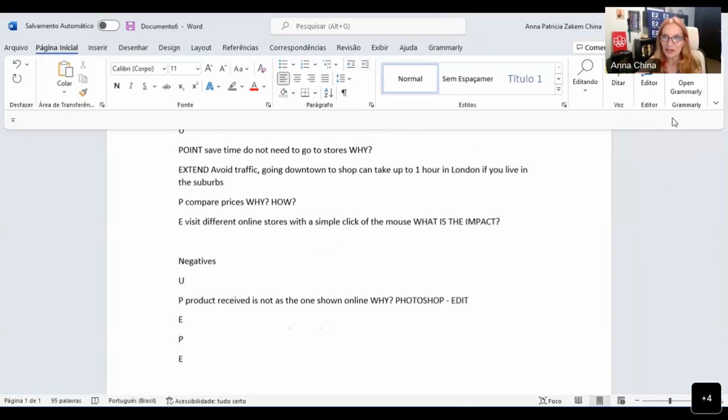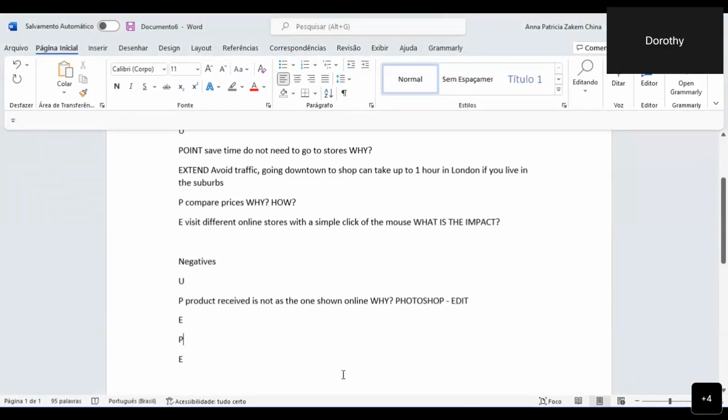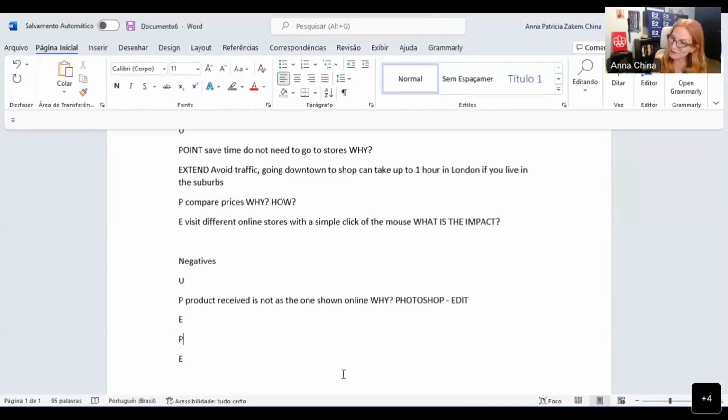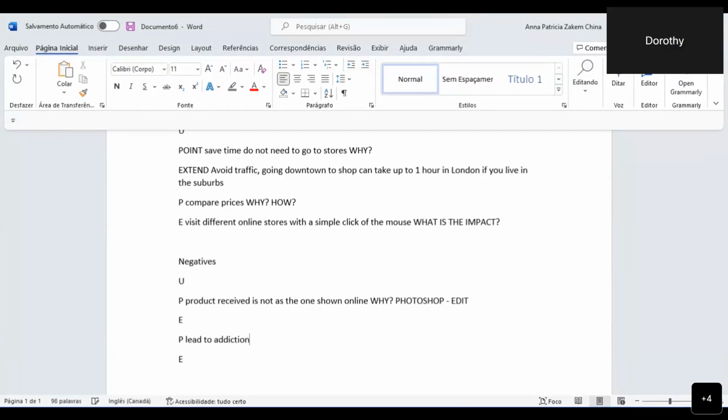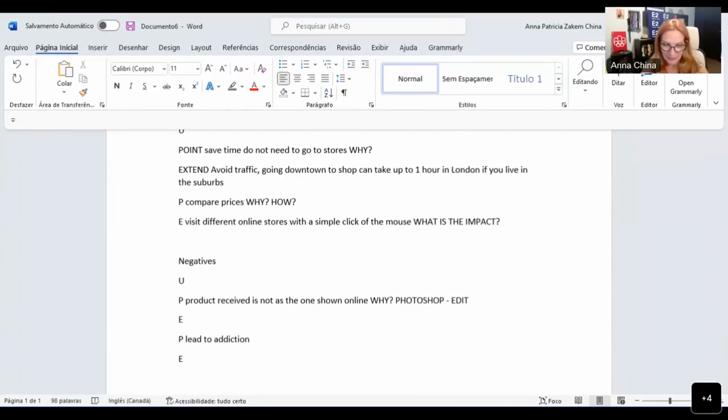Madi, Crystal, do you guys have any ideas? Dorothy? It can be addictive. You spend too much money buying some unnecessary stuff. You read my mind. That was my point too. It can become addictive. There you go. Because it's very easy to shop, right? Too easy. Yes, it leads to addiction, right? And why? The ease to shop.